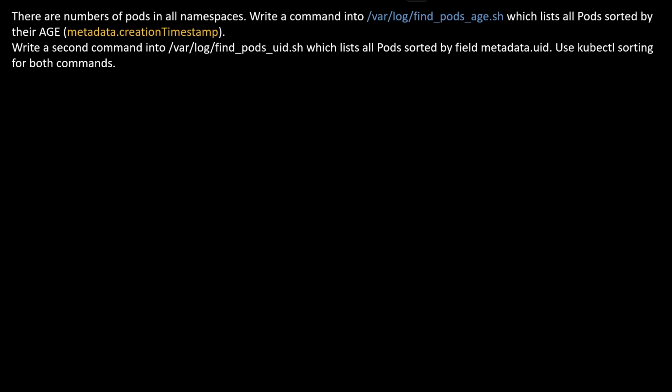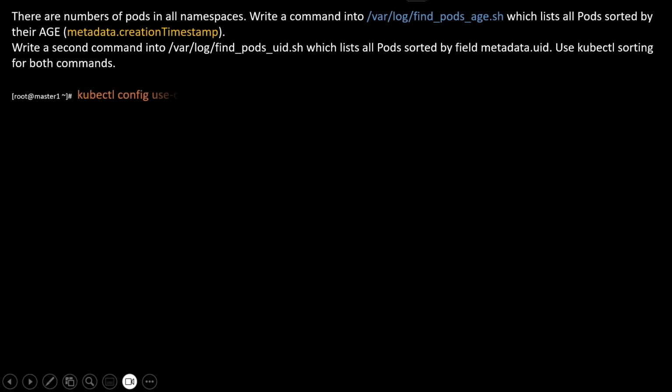Now the next question that may arise from this topic: there are a number of pods in all namespaces. Write a command into this file which lists all pods sorted by their age. This value must be given in the exam. If it's not given, then you can use the kubernetes.io web page and search for the cheat sheet. From there you get this information. And write a second command which lists all the pods sorted by metadata.uid. Use kubectl sorting for both commands.